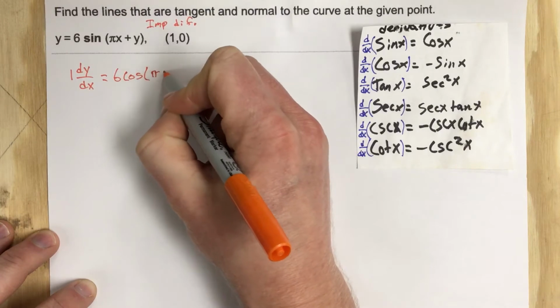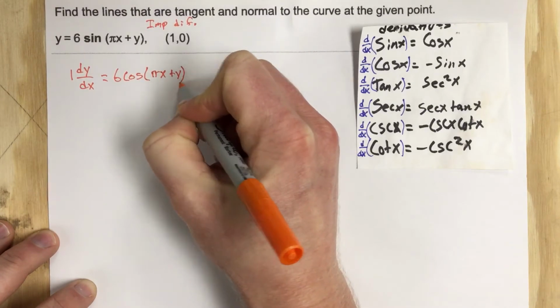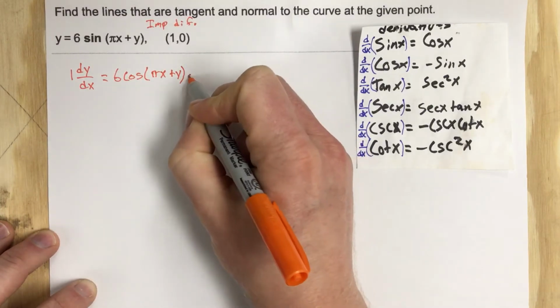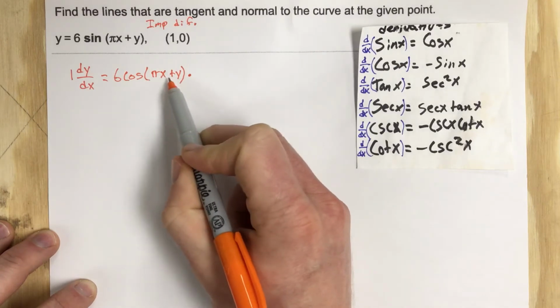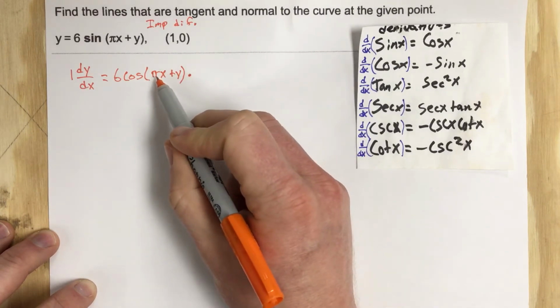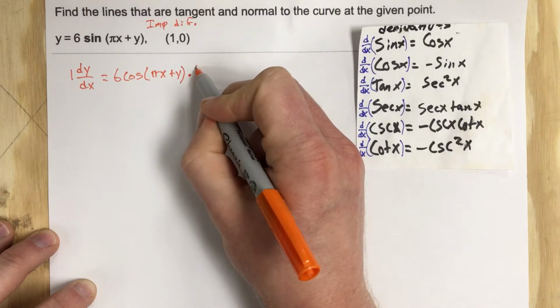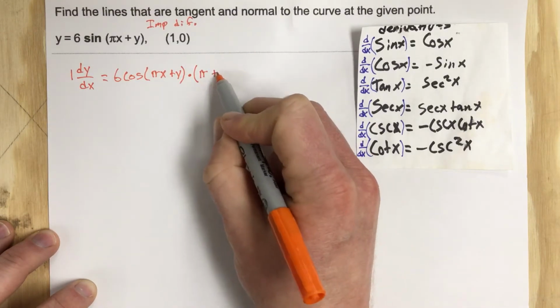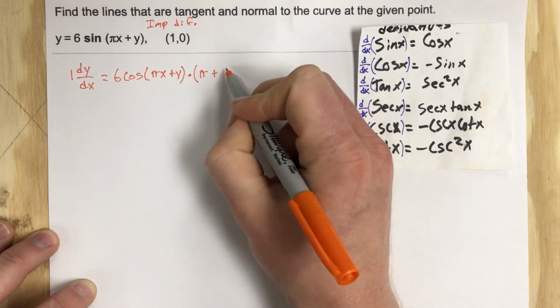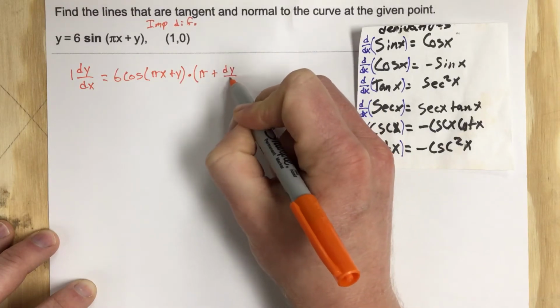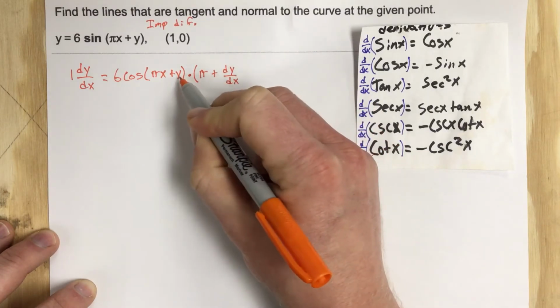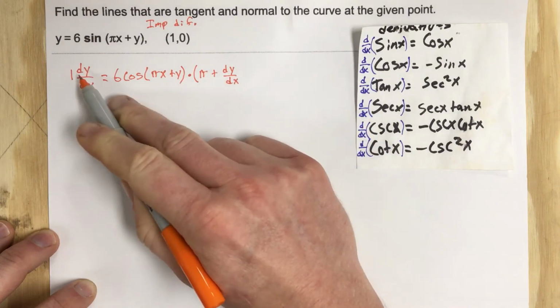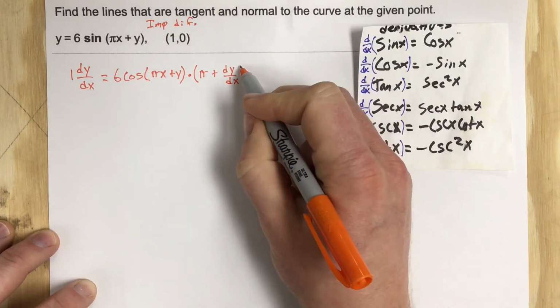pi x plus y. But because I'm using the chain rule, I need to multiply by the derivative of the inside. Well, what's the derivative of pi x? Well, that's just going to be pi plus derivative of y will be dy over dx. Now, I should have probably written 1 dy over dx. That's what this is, but it ends up being dy over dx anyways.